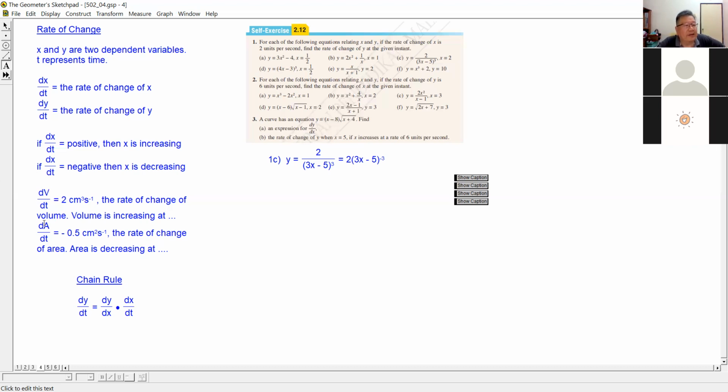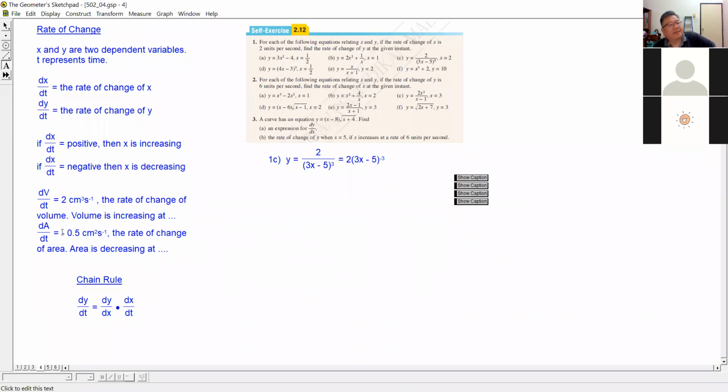Okay, another example, dA/dt is -5 square centimeter per second. Now, what is the meaning of dA/dt? Jiayan, do you know or not? What is the meaning of dA/dt? Rate of change of A. dA/dt means rate of change of A.